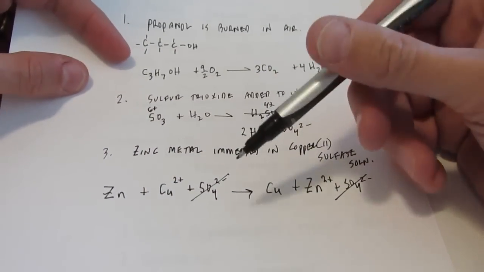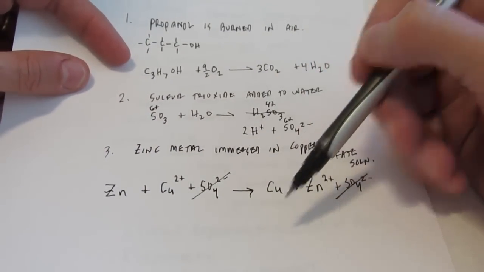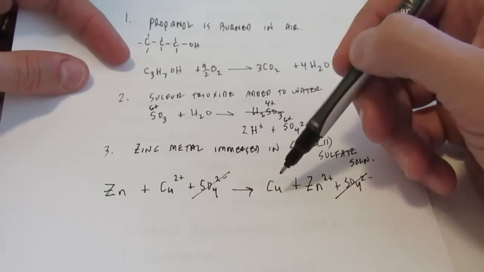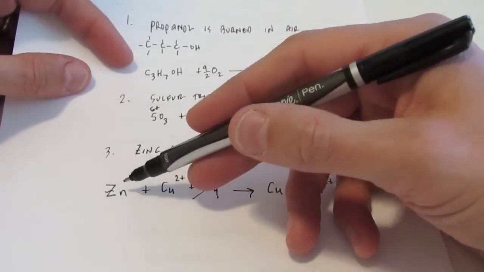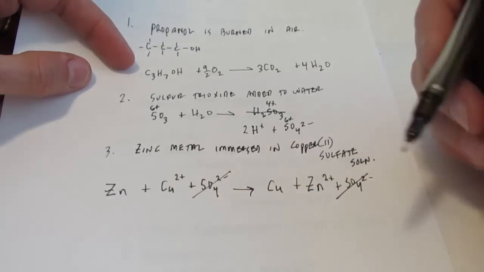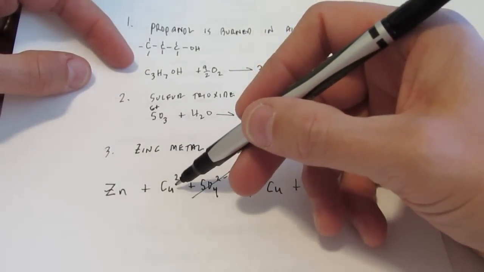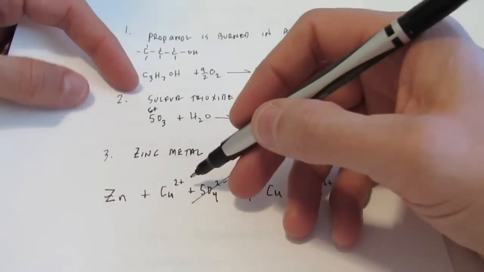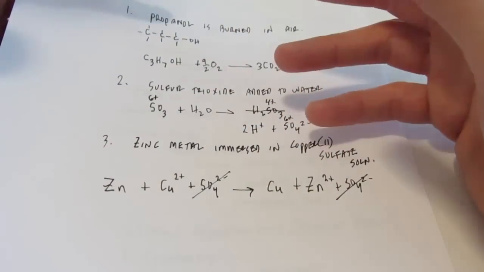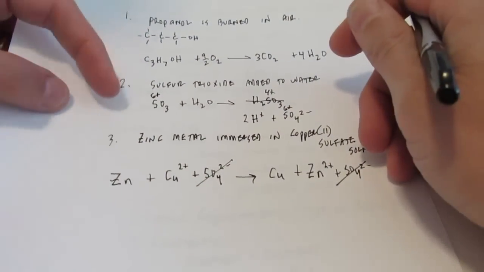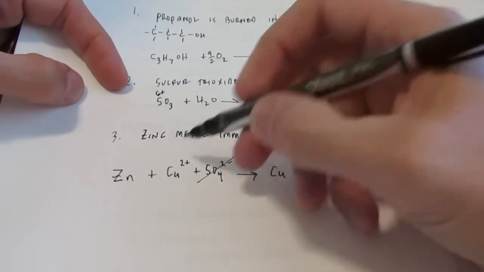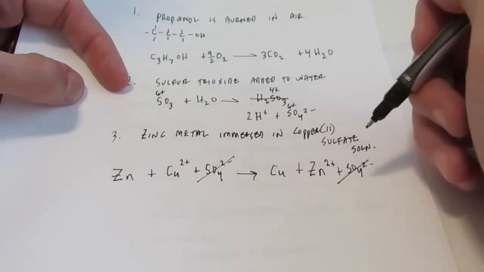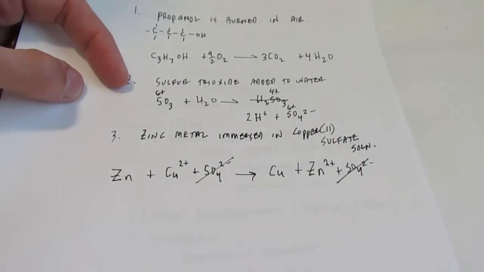Another question might be, what would you see as this reaction occurred? Well, you would see copper forming on the zinc. This bar of zinc might get smaller, and perhaps a blue solution would turn to colorless. Remember, copper 2 plus ions in solution are blue. So the blue color would begin to fade as the copper ions come out of solution and form elemental copper.